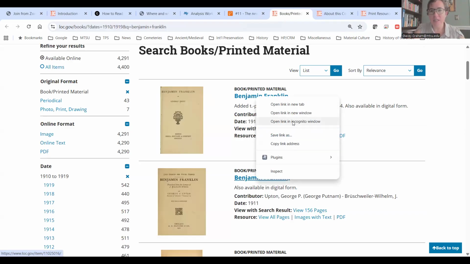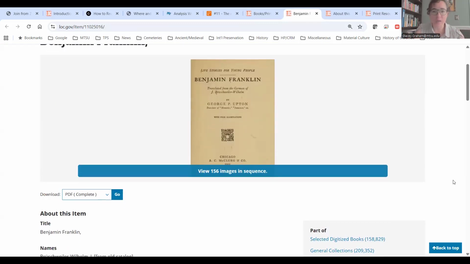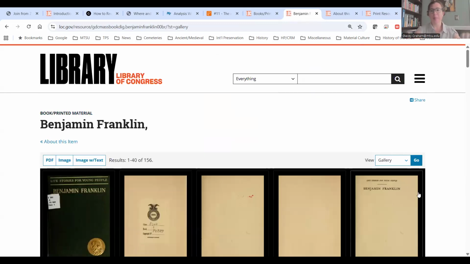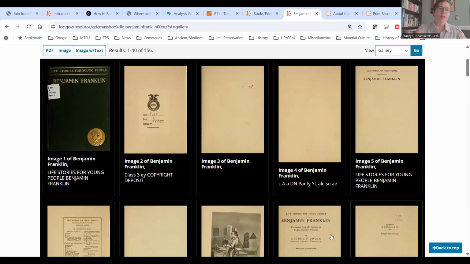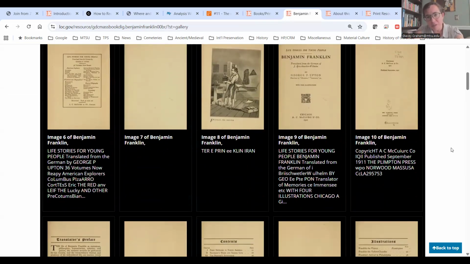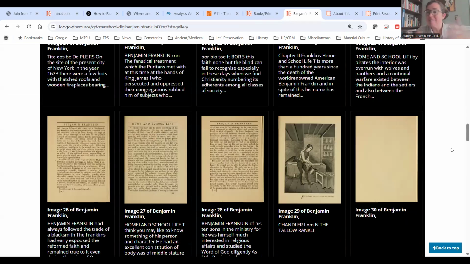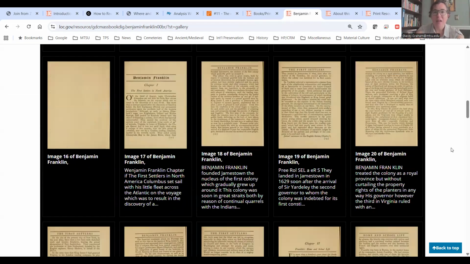This one is from 1911 from George Upton. Before we even read the text, what can we find out about this work? Well, from the very first thing here, it says Life Stories for Young People. So that's the series that this belongs to, and that gives away right away what the audience is. And you can tell even from the fact that it includes some pictures that this is probably for young people.